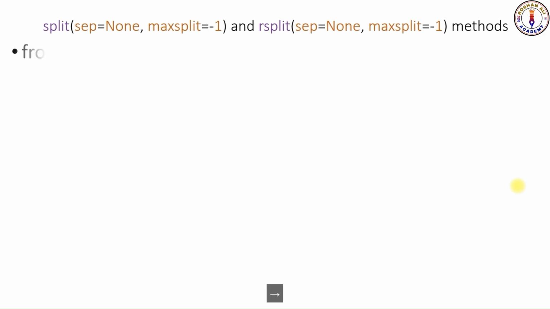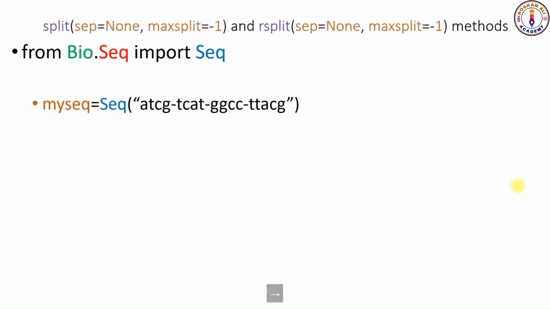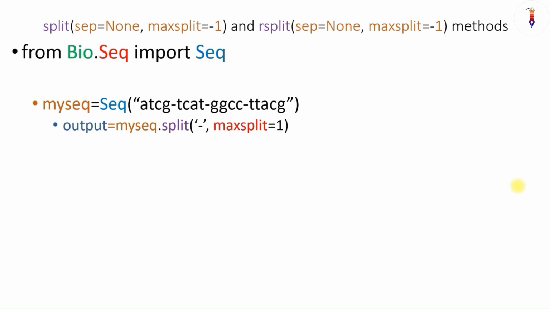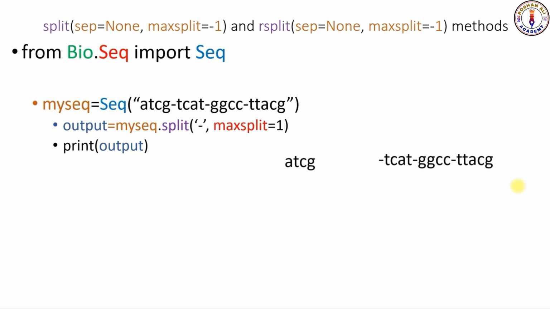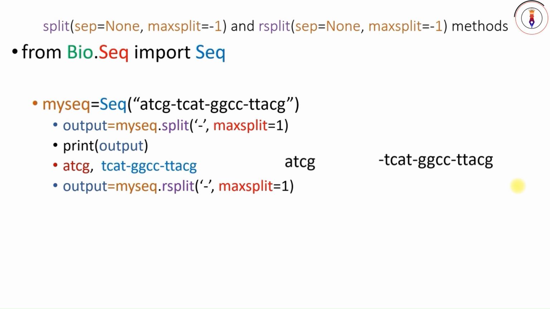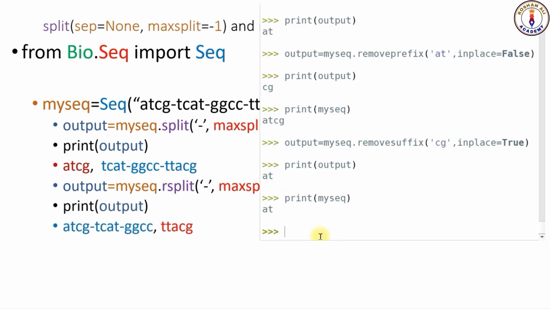Import the Seq class, create a sequence with Seq class and save it in a container mySeq. Now cut the sequence at dash symbol only at first position from the left. For this, use this command. Save the result into a container called output. Print the output. The sequence will cut like this, and hence you will get 2 sequences split at the first dash symbol from the left side. If you want to cut the sequence at only the first place from the right side, then use rsplit command with max split value of 1. Here is the practical tutorial.